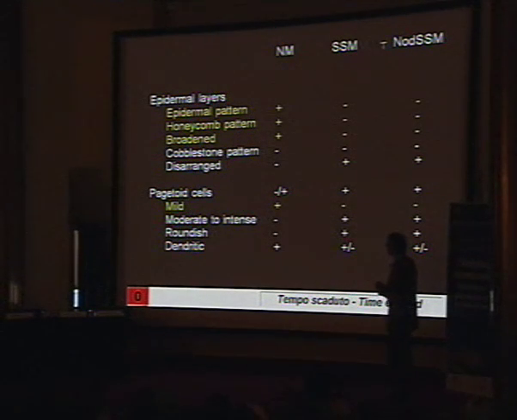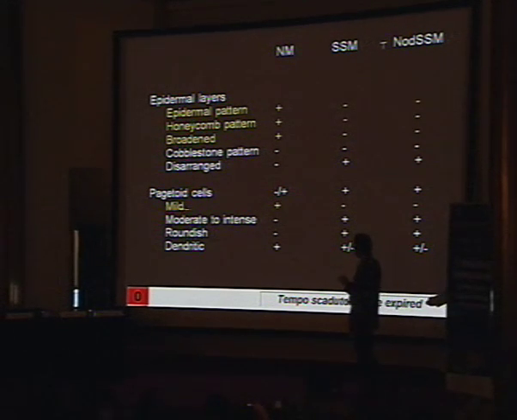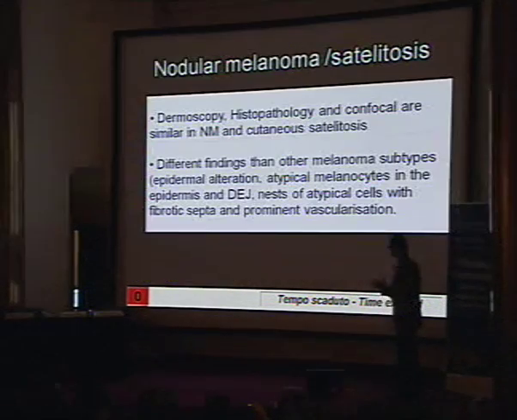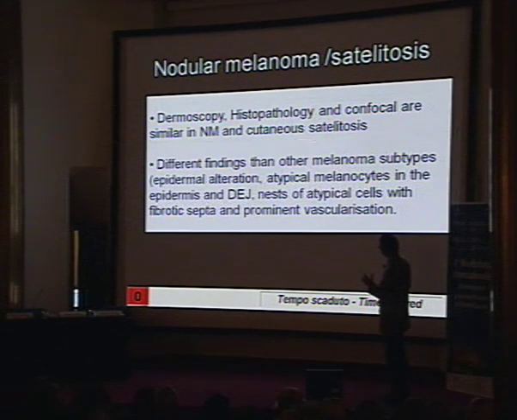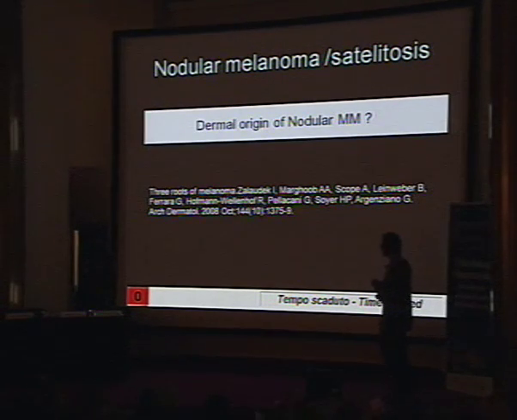And why is it different? Because in nodular melanoma, different from superficial spreading melanoma, and from nodules in superficial spreading melanoma, the epidermis is preserved, it's not affected, and all the findings are in the dermal component with mild pagetoid cells. And this finding is important because we think that they are very similar to satellitosis many times. And this is in favor of a dermal origin of nodular melanoma. We have to consider many other issues, and in the future we will tell you more about this.